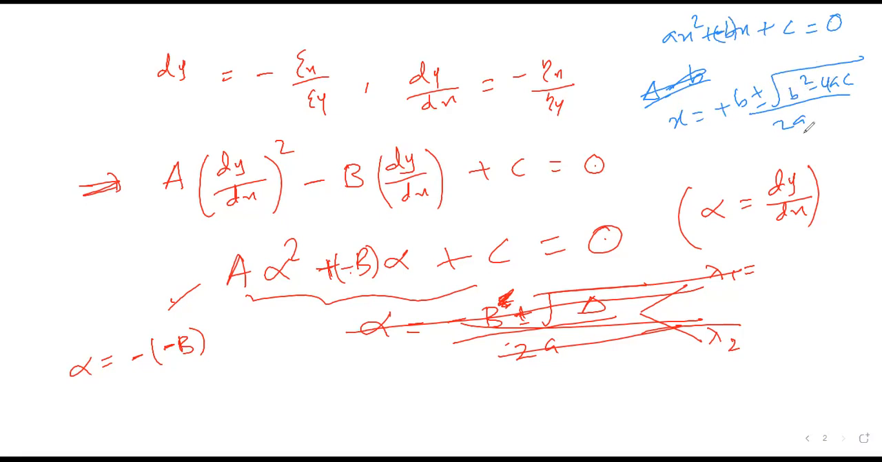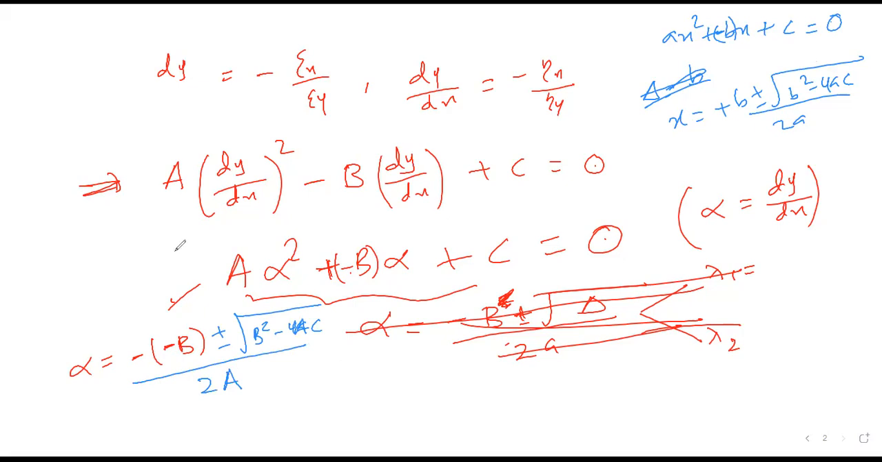Or the other term will be okay. So that's what I mean. Here it will be plus b. Okay, plus or minus square root of again b squared minus 4ac, divided by 2a.